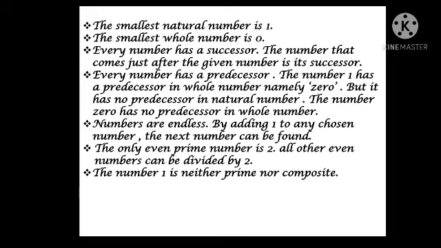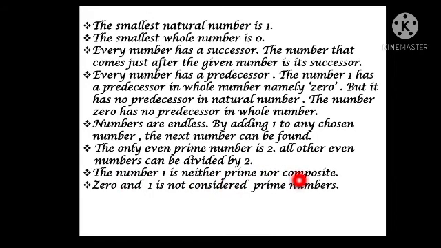So the number 1 is neither prime nor composite, because a prime number has two factors, one and the number itself, and a composite number has more than two factors. One has only one factor, so 1 is neither prime nor composite. 0 and 1 are not considered prime numbers.